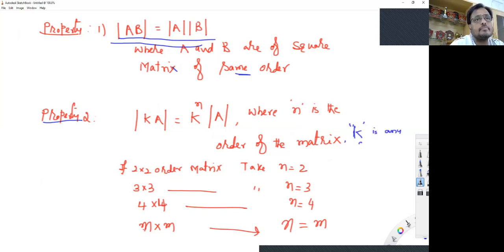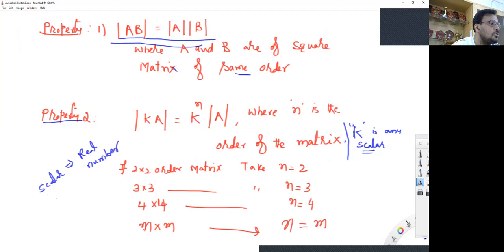K is any scalar. Dear students, here scalar means what? Simply a real number. Or you can take in the matrices and determinants, anywhere scalar comes, simply consider it as a real number. So scalar implies real number in matrices and determinants.